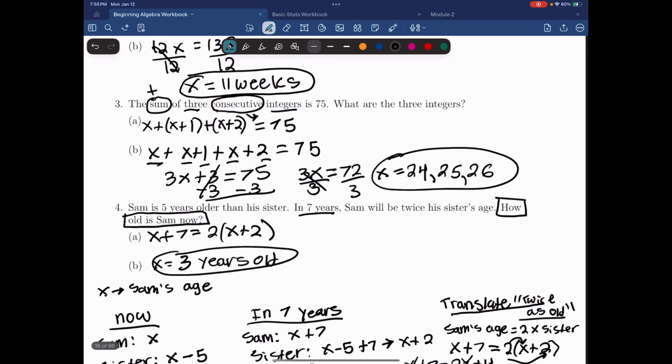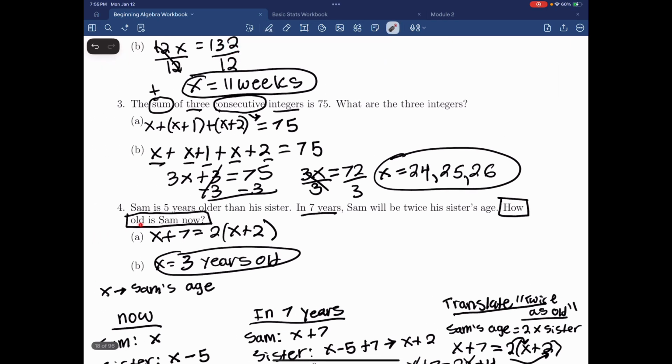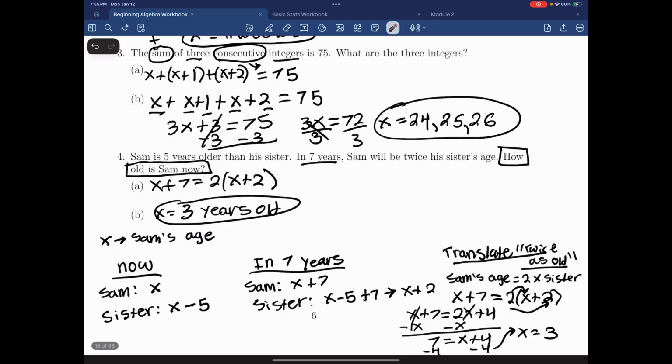And that's our answer. This problem here, example number 4, is a little bit challenging, and you won't see problems this confusing on the homework or the test, but it is good to have more challenging problems.